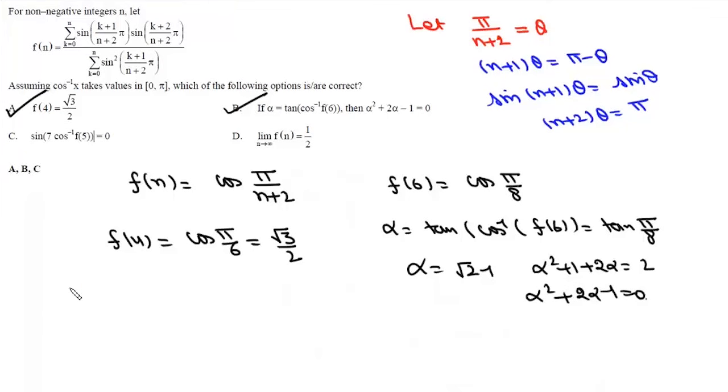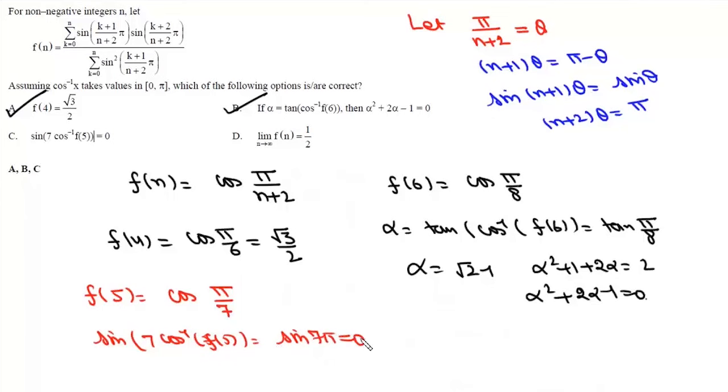Now for C, we need to find f5. f5 is cos(pi by 7). Now sine of 7 cos inverse f5 will be sine 7 pi, and sine 7 pi is 0. That means option C is also correct.